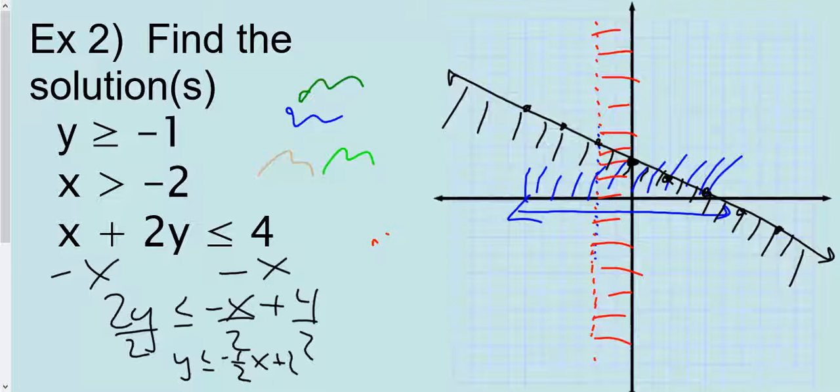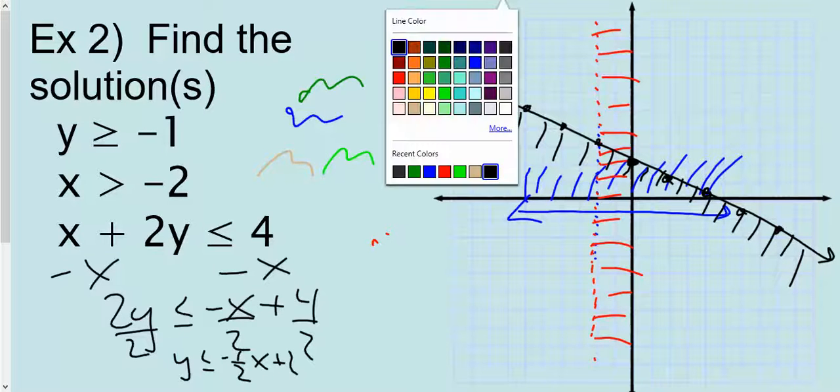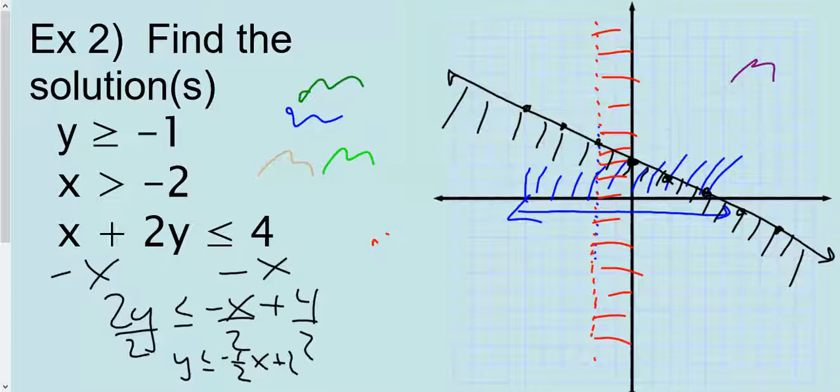And hopefully you see this region right here. It's this triangular region. So I'm going to use purple, I guess. So this region right in here is where all three of them are going to overlap. And this would be my solution set in there. So there you go.